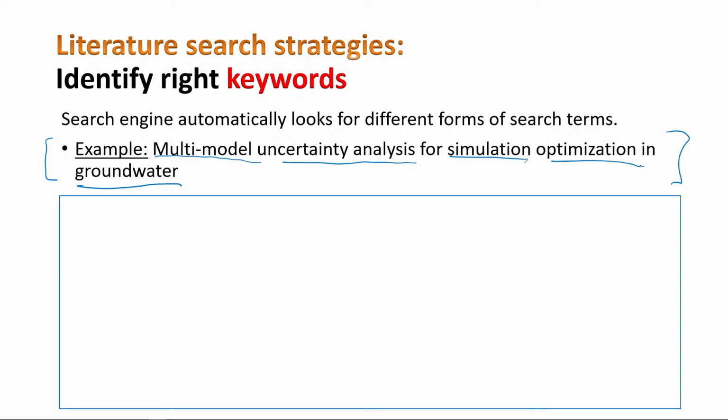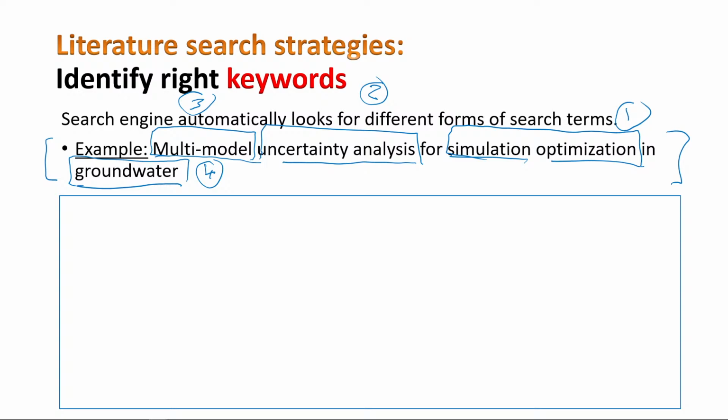So simulation optimization, that's a technique. So that's one thing. Uncertainty analysis, that's one thing. That's what we are doing. Multi-model, that's a specific technique in uncertainty analysis, and we don't want this for everything. We don't want this for psychology, for example, or material engineering. We want this for groundwater hydrology, water resources engineering or groundwater hydrology. So there are four things that are happening here.